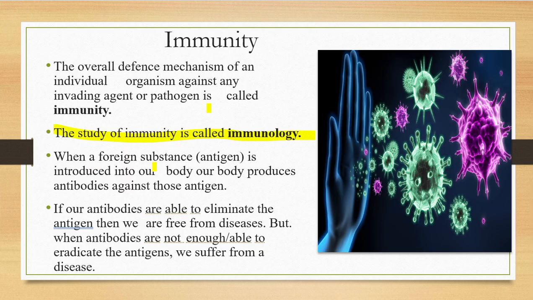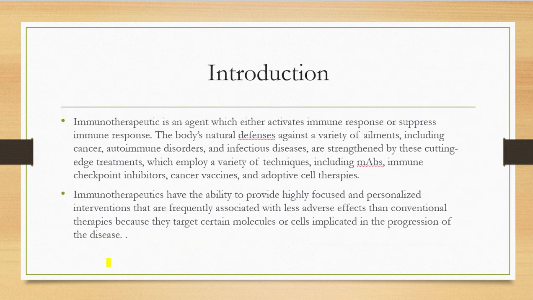When a foreign substance, which we call an antigen, is introduced into our body, the body produces antibodies against that particular antigen. If our antibodies are able to eliminate the antigen, then we are free from that disease. But when antibodies are not able to eradicate the antigen, we suffer from the disease. So when an antigen enters the body, antibodies are produced to neutralize it. If the immune response is effective, disease is prevented, and otherwise illness may occur.